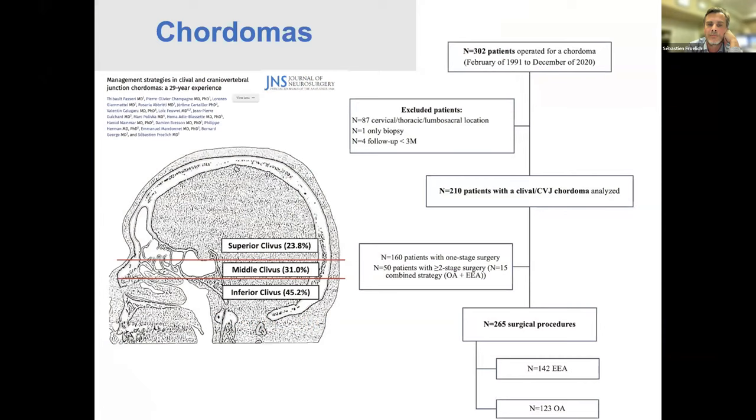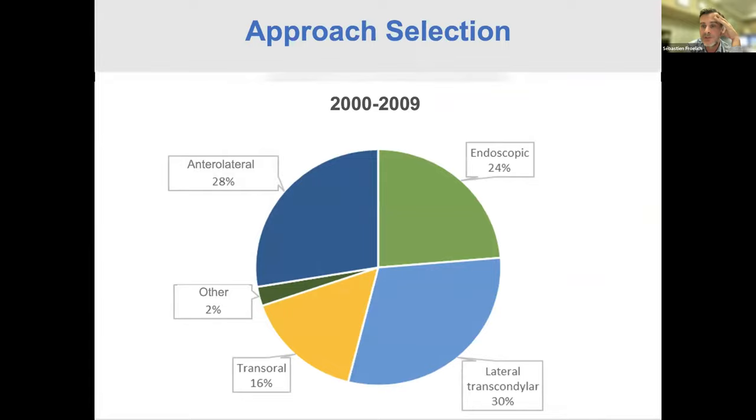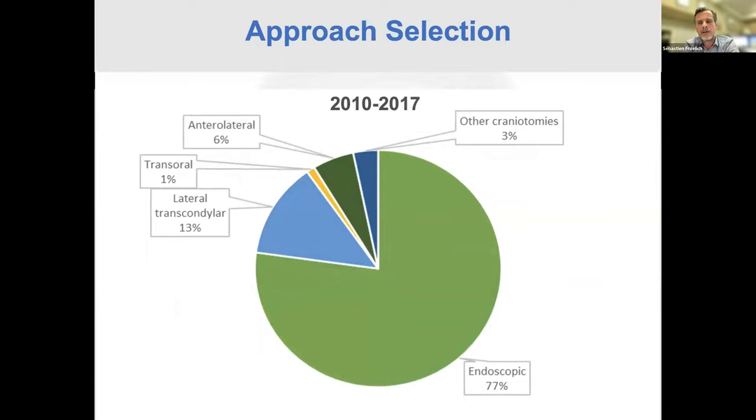Our experience, the one I will present today, is based on our experience with chordoma. Our approach for this tumor at the level of the craniocervical junction has changed over the years. As you can see here, in 2009 endoscopic was 24%. We were using quite often the lateral transcondylar anterolateral approach for the craniocervical junction and clivus also. But with the introduction of the endoscopic endonasal approach and the description of extended approaches, we have been using more and more endoscopic endonasal.